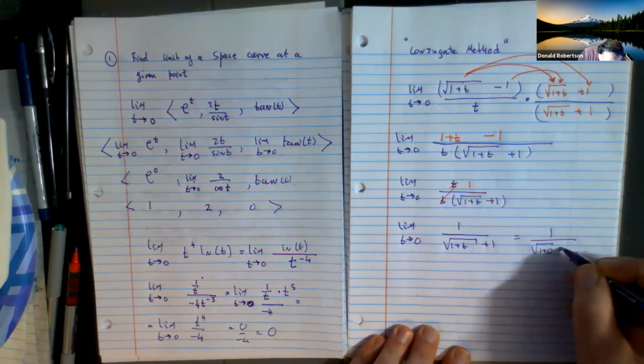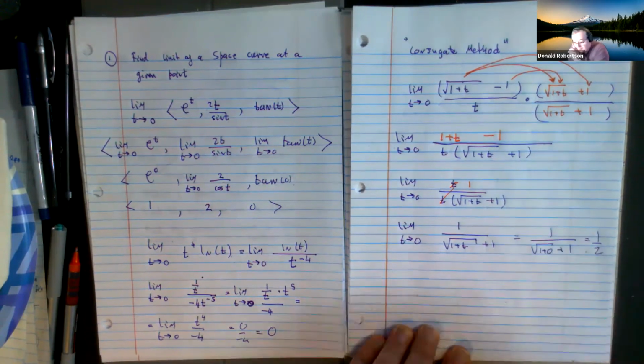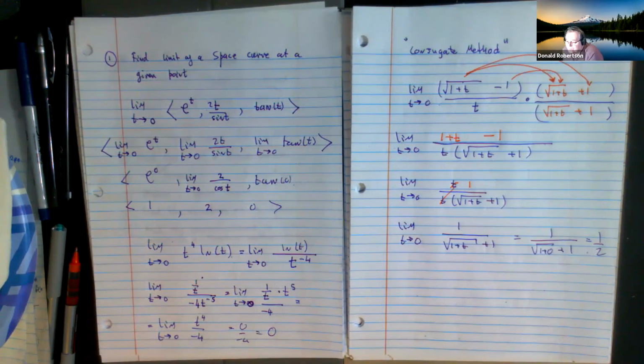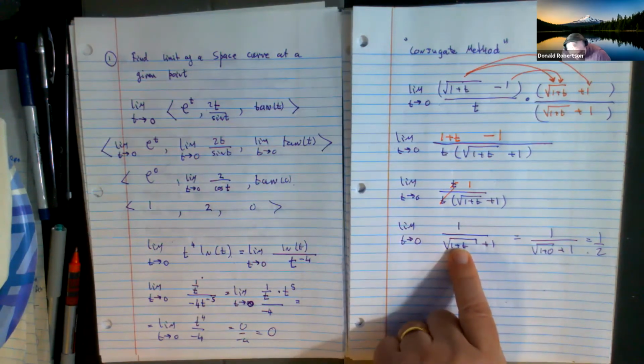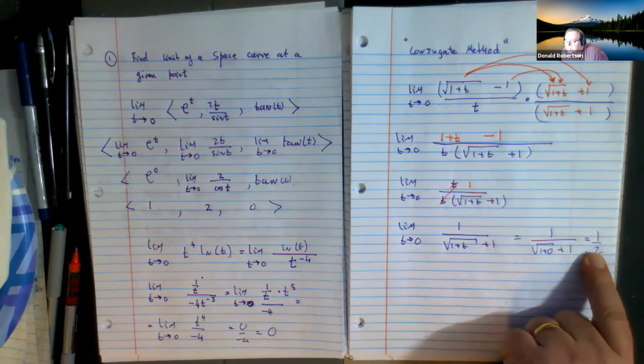When you plug in 0, you get numbers. So if this was one of the 3 pieces that you had to find the limit of, wouldn't the answer for that one be a half?